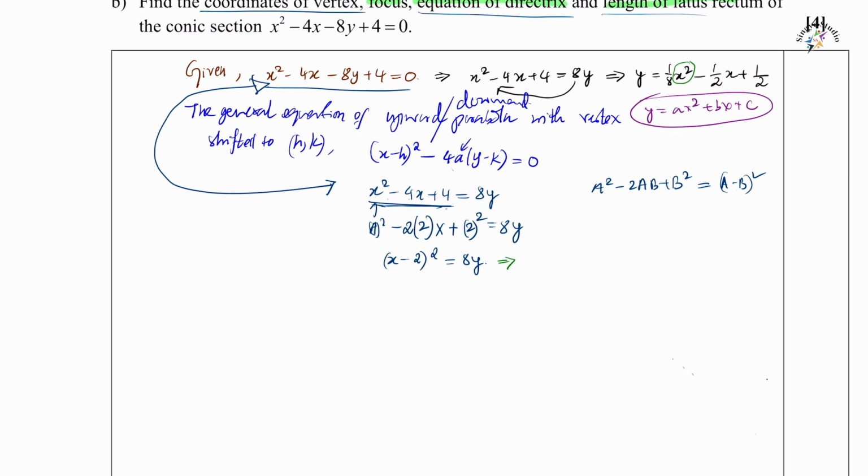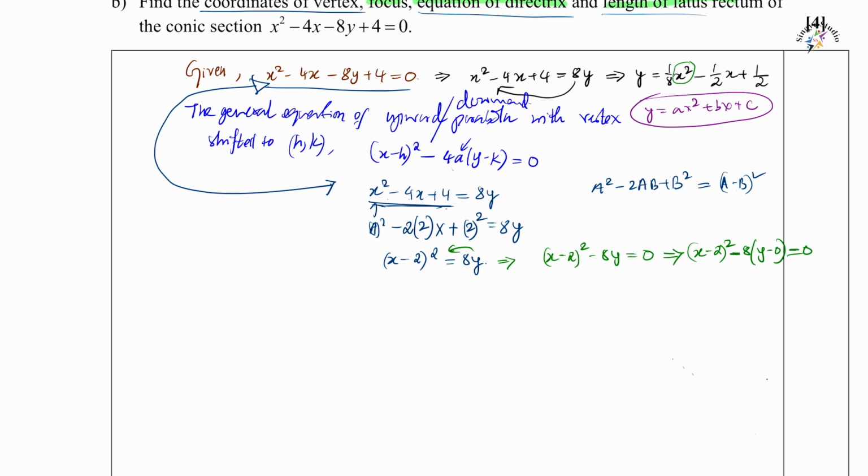Now we can also write this as x minus 2 squared. If you bring this 8y here, then we get 8y equals 0. So it can also be written as x minus 2 squared minus 8 times y minus 0 equals 0.